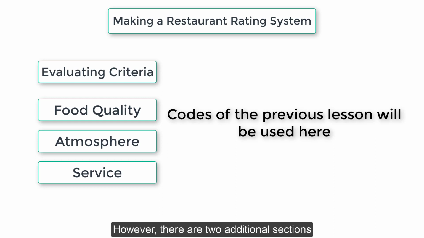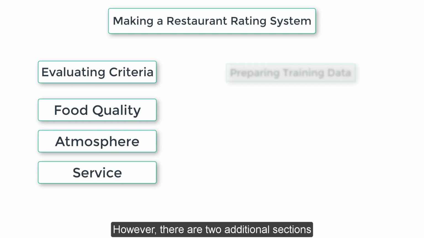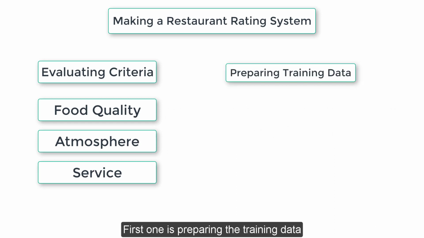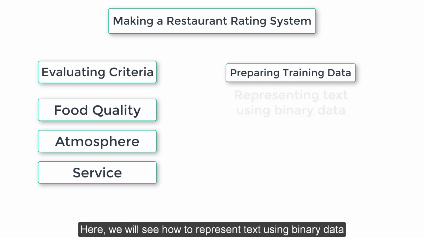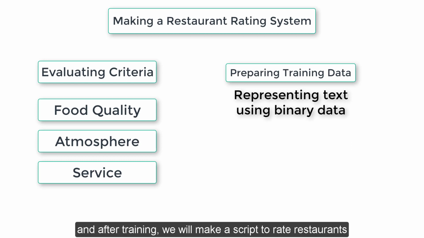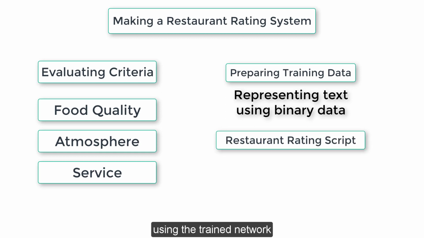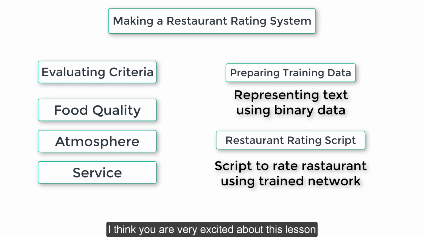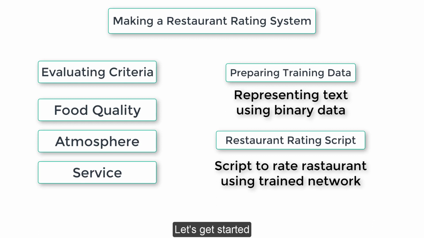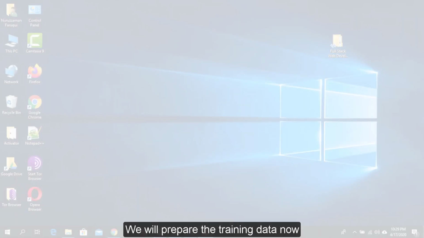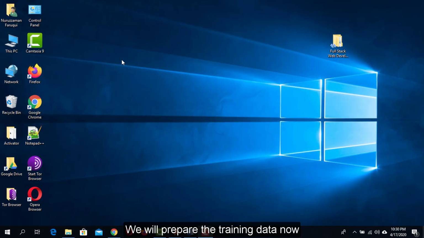However, there are two additional sections. First one is preparing the training data. Here we will see how to represent text using binary data. And after the training, we will make a script to rate the restaurants using the trained network. I think you are very excited about this lesson. Let's get started. We will prepare the training data now.